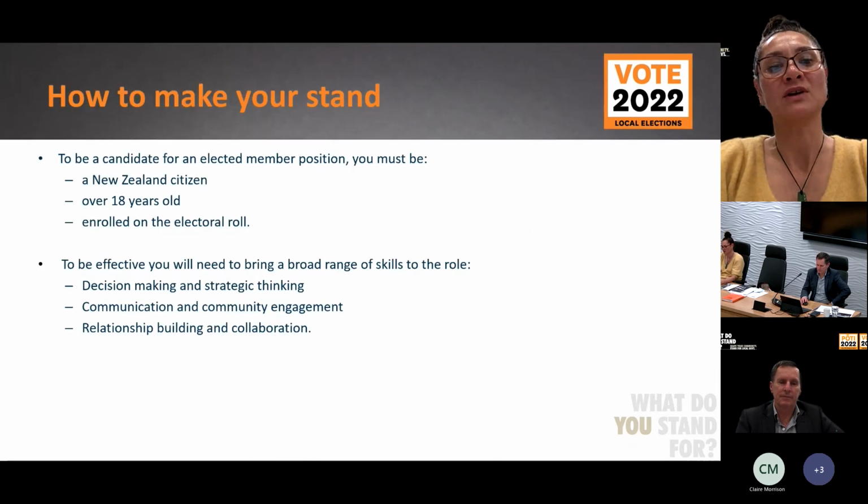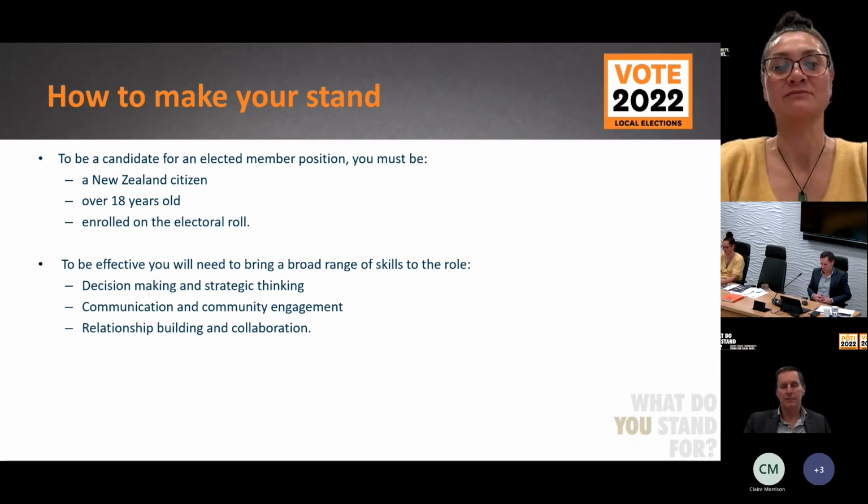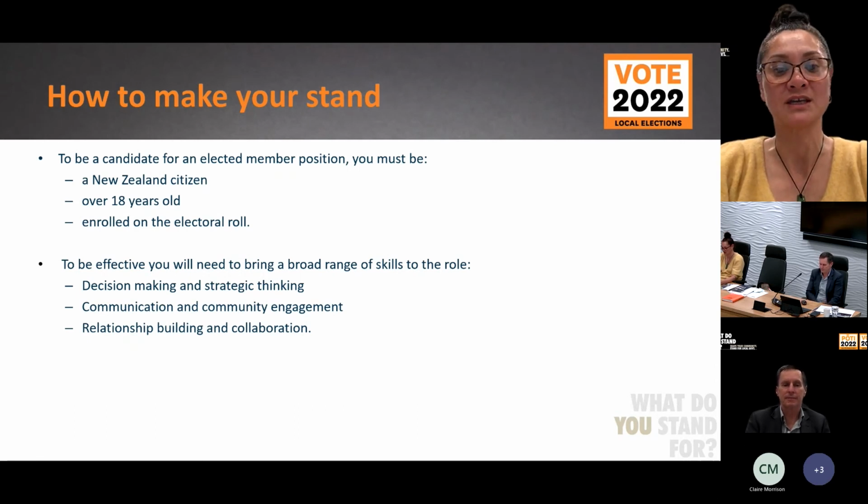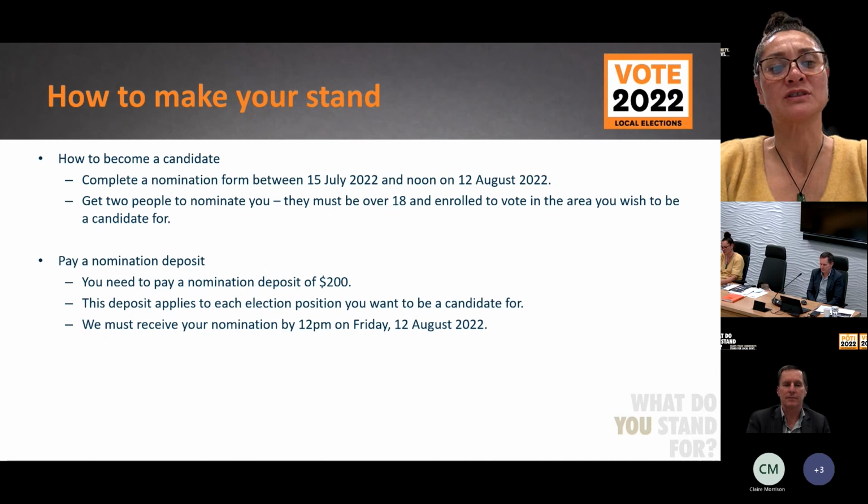Moving on then to how to make your stand. To be a candidate for an elected member position, you must be a New Zealand citizen, over 18 years old, and enrolled on the electoral roll anywhere in the country. To be effective in the role, though, you must bring a broad range of skills, including decision-making and strategic thinking, communication and community engagement, and also relationship building and collaboration. Some of the things that Chris has already mentioned during his presentation.